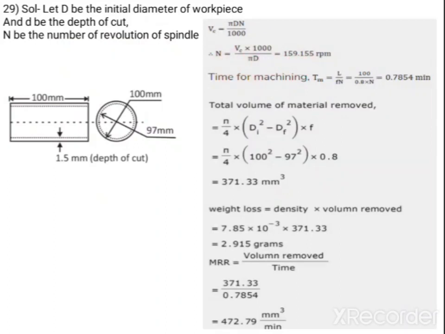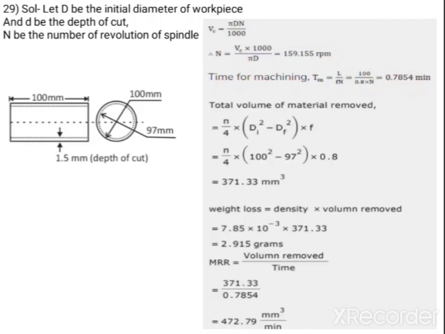Time for machining, Tm is equal to L divided by F into N, feed into revolutions. So L is 100 and then feed is 0.8 into N. So N we have already found, 159.155 rpm. You will get the machining time 0.7854 minute. Then find out the total volume of the material removed.